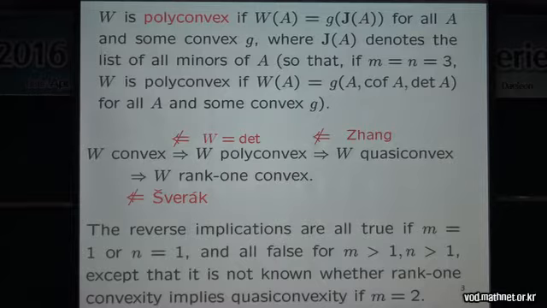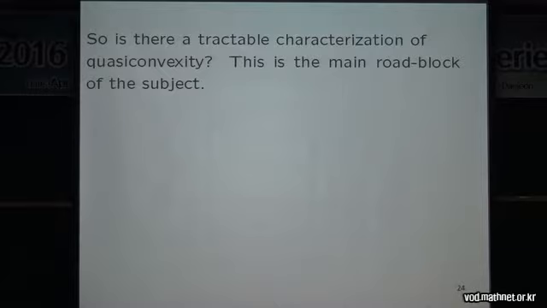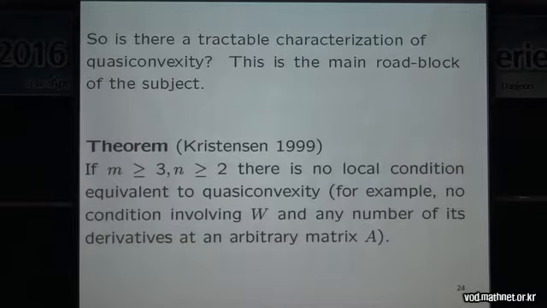Okay. So is there a tractable characterization of quasi-convexity? This is the main roadblock of the subject, and it has real implications for understanding microstructure. The fact that we don't know how to tell whether a given function is quasi-convex or not stops us from analyzing different microstructures in the way that we would like to. And this is a result which is really worrying when you start looking for such a characterization. So for the same dimensions as Šverák's counterexample works for, namely m bigger or equal to 3 and n bigger or equal to 2, there's no local condition equivalent to quasi-convexity. For example, you can't find a bunch of inequalities on W and its first 10 billion derivatives at an arbitrary matrix A, which is necessary and sufficient for W to be quasi-convex. So if there is a characterization, it's not a local characterization.